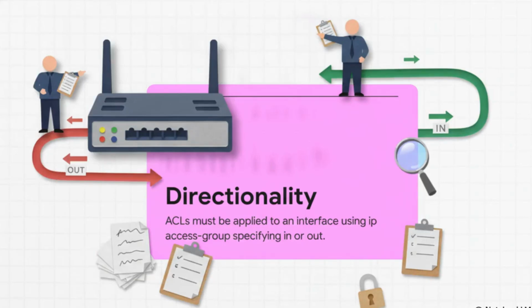Finally, we've got directionality. Listen, you can write the most perfect, secure, logically flawless lists in the world, but it isn't enough. Once defined, that ACL must actually be applied to an interface. You do this using the IP access group command, and crucially, you have to specify either in or out. You have to tell the bouncer which specific door to stand at. Are they checking traffic as it comes inbound into the router interface, or as it's trying to exit outbound from the interface? Because an unapplied ACL is just a useless piece of paper sitting on a clipboard.